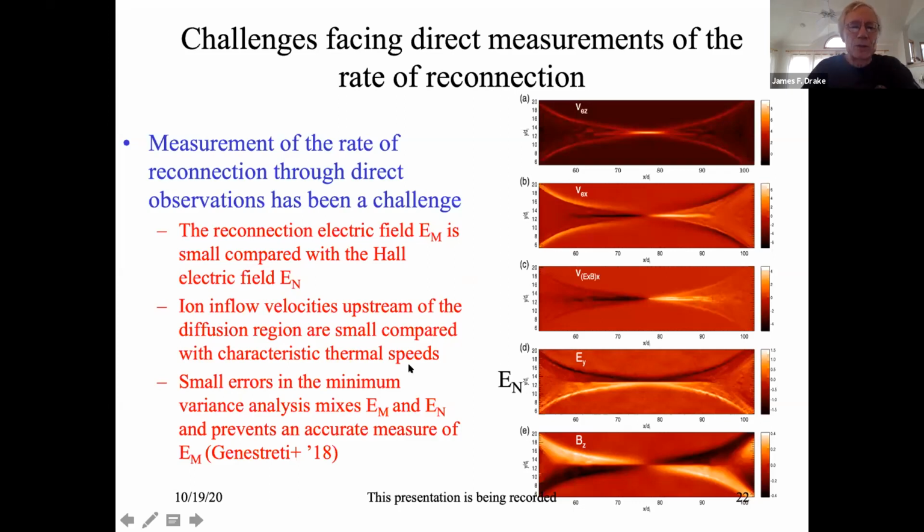And the point is that when you're doing a minimum variance analysis of this structure, if you mess up a little bit, then you're projecting this very large E normal into the M direction, and that means you're messing up the reconnection electric field by a large amount. And this was discussed in a 2018 paper by Genestretti. So that means that measuring the reconnection electric field is the challenge.